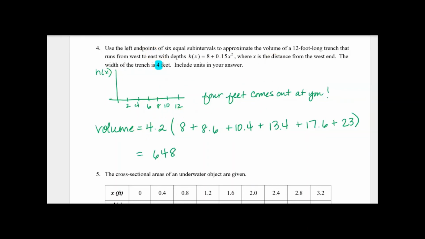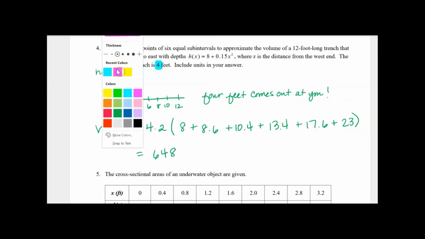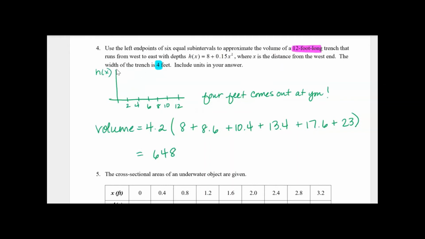And then we're taking the 12-foot trench. It's 12 feet long, and we're dividing it into the 6 subintervals. So if you look at my graph, I've got the 6 different points here, and I know that it's 6 because they're telling me so in the question. We're also going to use LRAM because of the phrase left endpoints. And so 12 divided by 6 is giving me the 2. So each of our rectangles is going to be 2 units long.